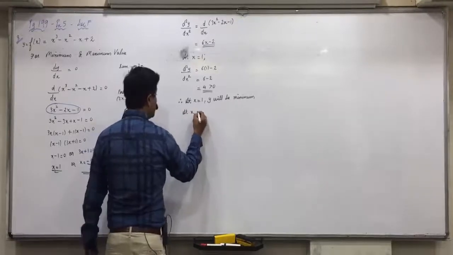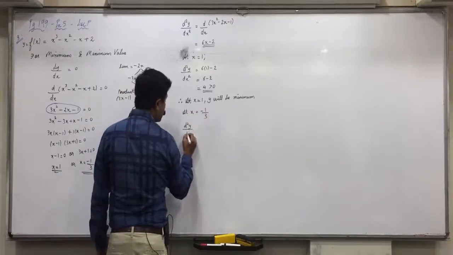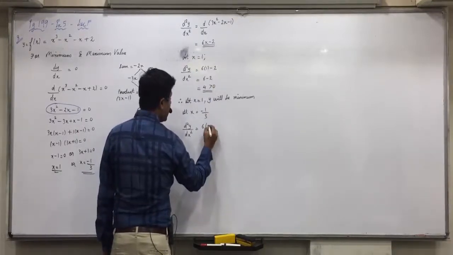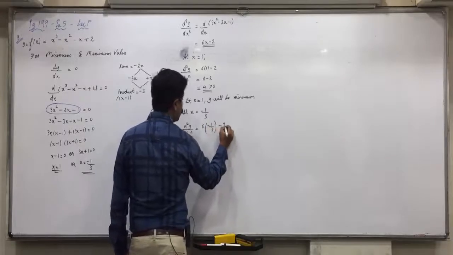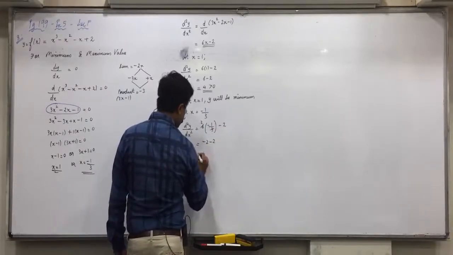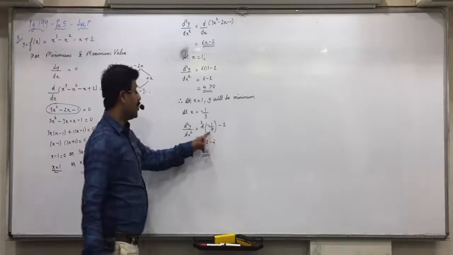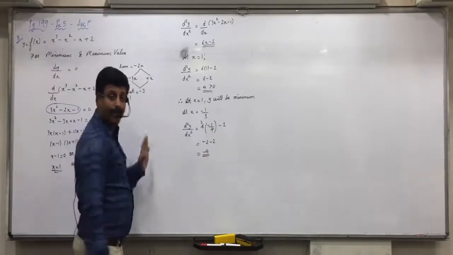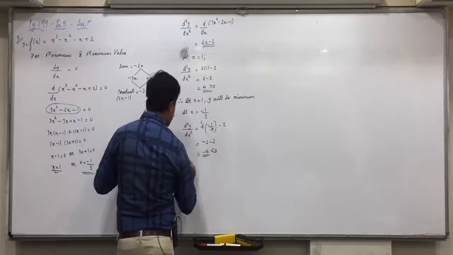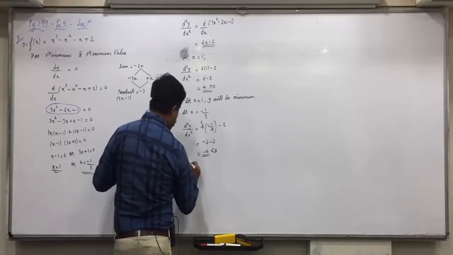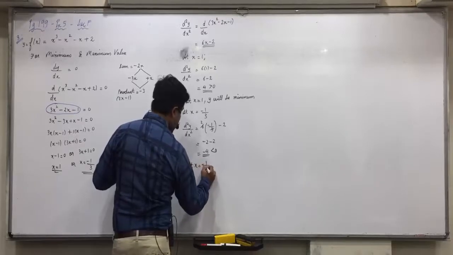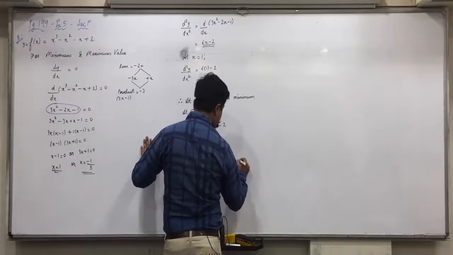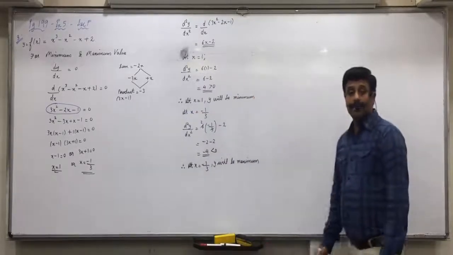And at x equals minus 1 by 3, d square y upon dx square equals 6 in place of x we put minus 1 by 3, minus 2. 3 into 2 is 6, 2 into minus 1 is minus 2. So minus 2 minus 2, minus 4. Less than 0, negative means here the value will be maximum. At x equals minus 1 by 3, y will be maximum. Did everyone understand this?